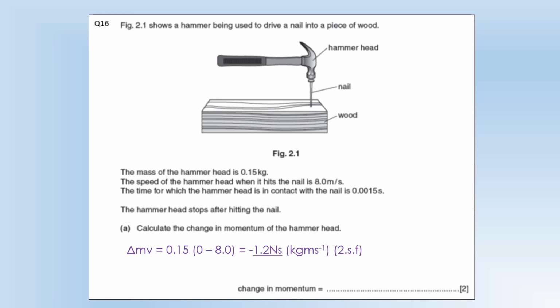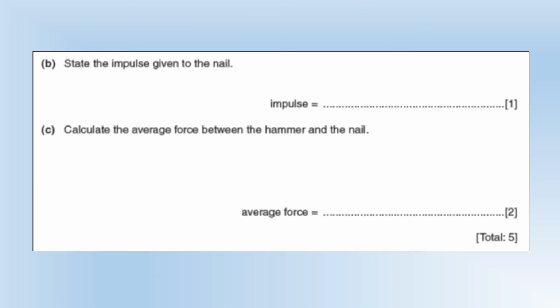So for change in momentum, we're going to need to know what the change in speed is and also what the mass is. We plug those numbers in and that gives us the change in momentum. Now calculate or state the impulse given to the nail. The impulse on the hammer was minus 1.2 newton seconds, so the impulse on the nail is going to be plus 1.2 newton seconds.